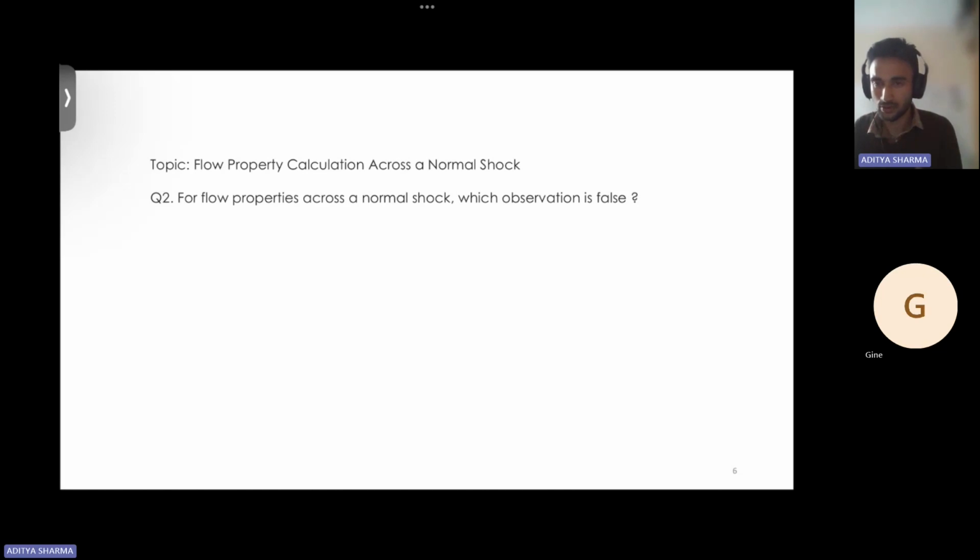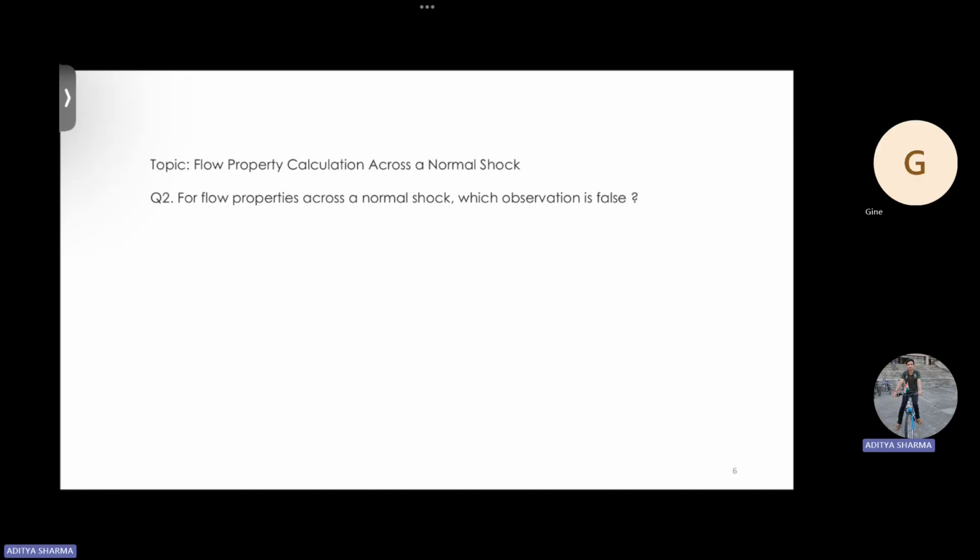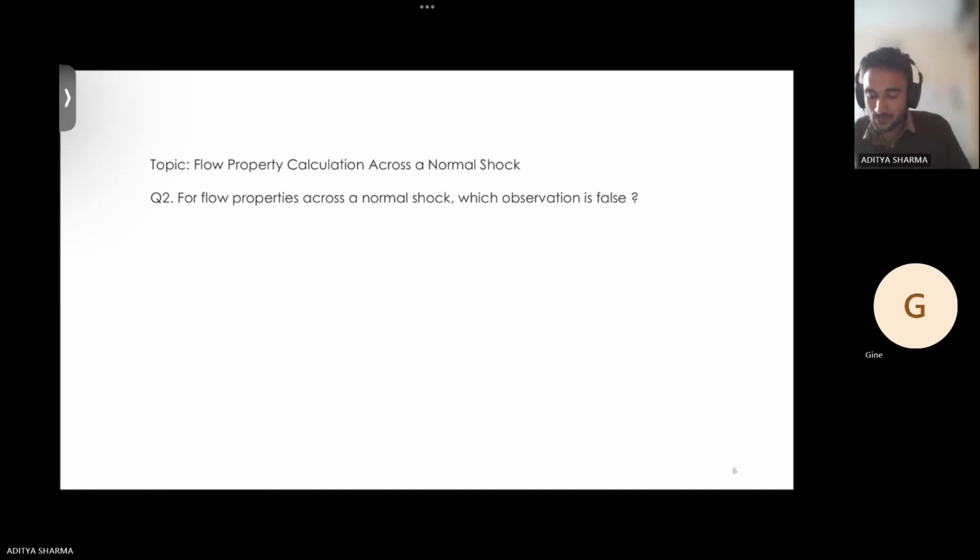Okay. So then we have this second question. So the topic is flow property calculation. So again, as I've already told, this last section is very essential as far as this particular week is concerned. All right. So the next question is for flow properties across a normal shock. Which observation is false? All right.